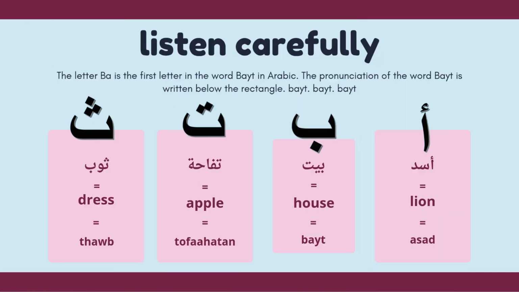The letter ba is the first letter in the word bait in Arabic. The pronunciation of the word bait is written below the rectangle. Bait, bait, bait.